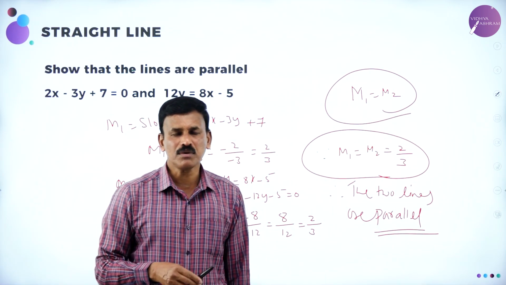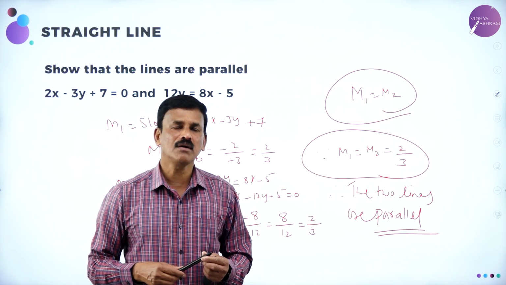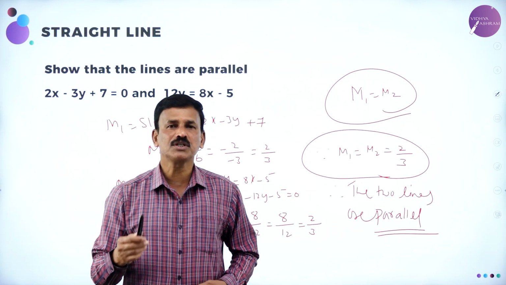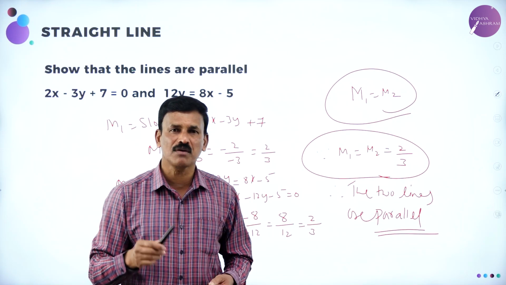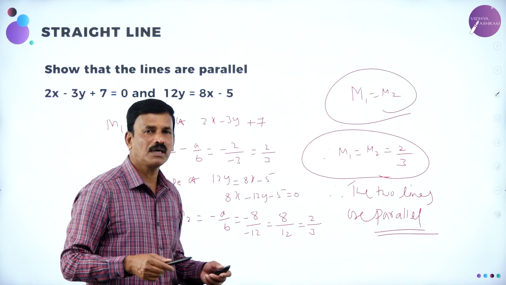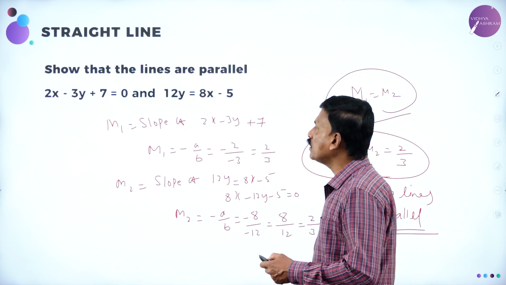So from the previous problem, if two lines are perpendicular, then the product of the slopes m1 m2 is equal to minus 1. If the two lines are parallel, then the slopes are equal, m1 is equal to m2. These are the two important conditions for parallelism and perpendicularity of lines. Now move on to the next problem.